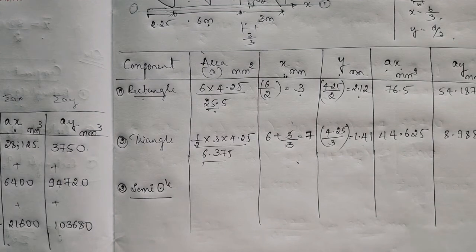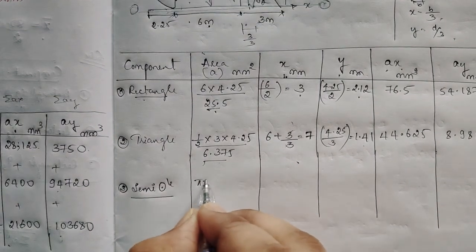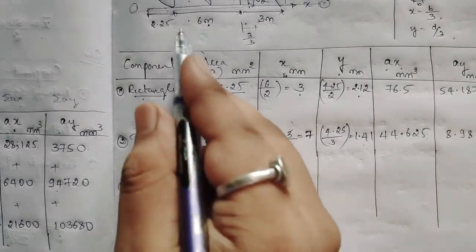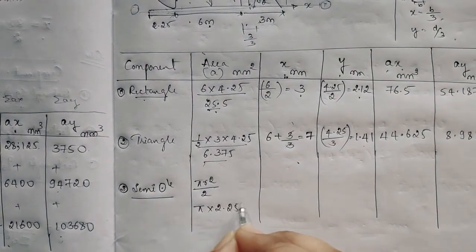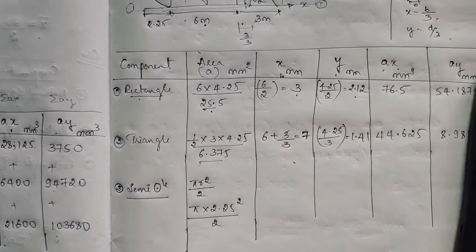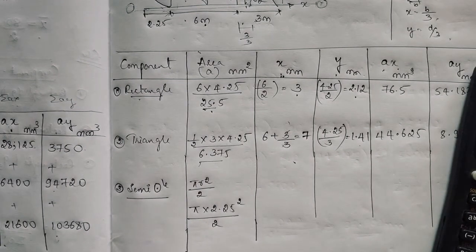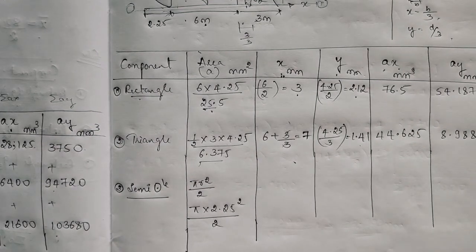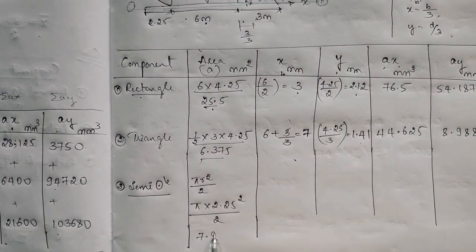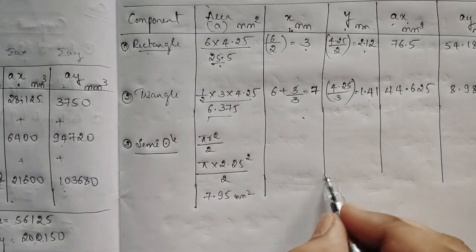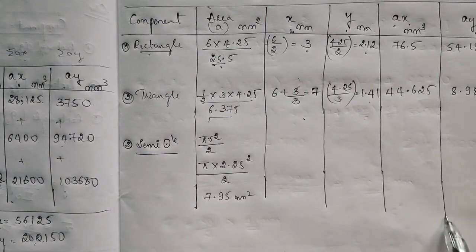Now what is the area? Pi r square by 2. What is the radius? They have given 2.25, so pi into 2.25 whole square divided by 2 is nothing but 7.95 mm square. Now what I have to find? I have to find the value of x and y.